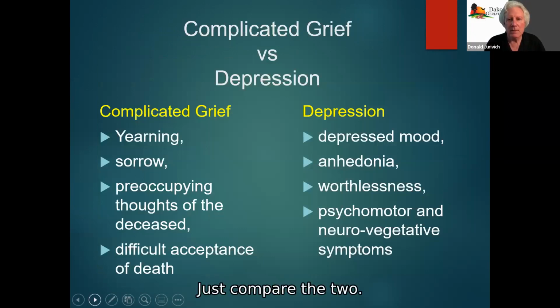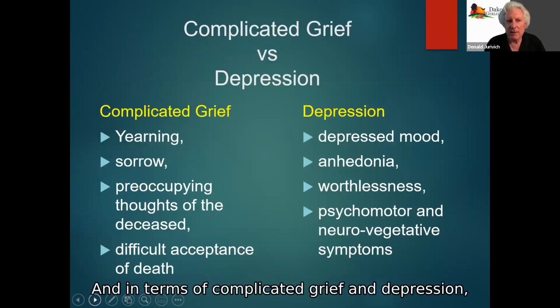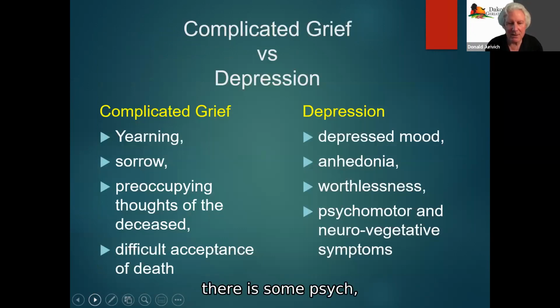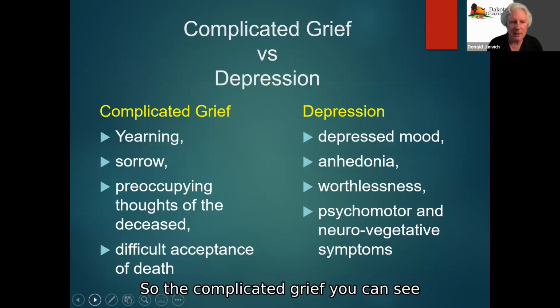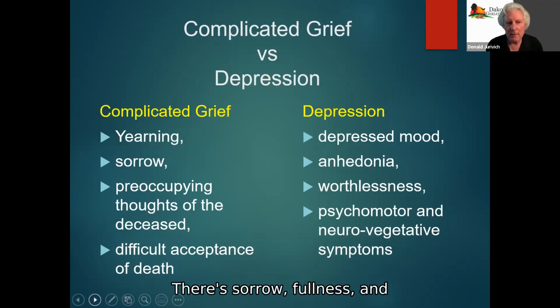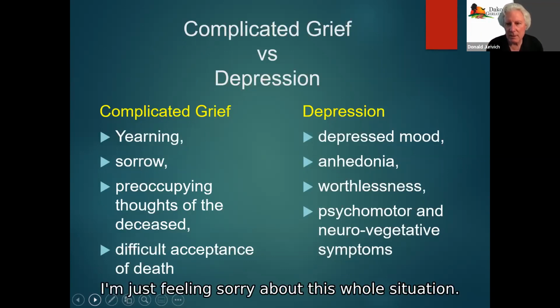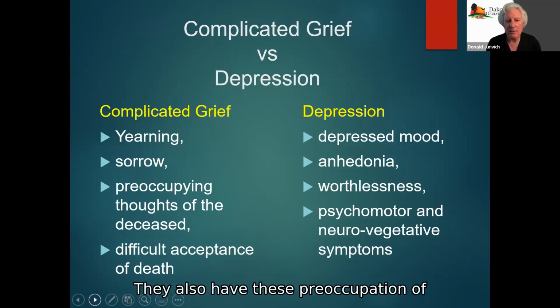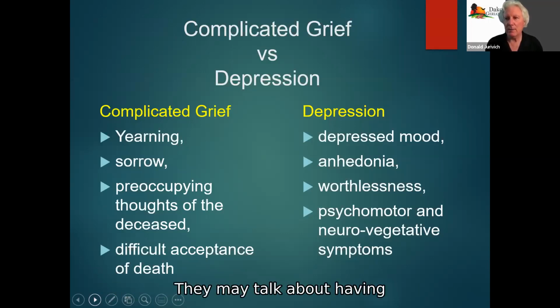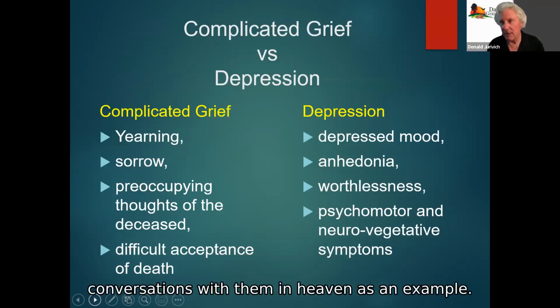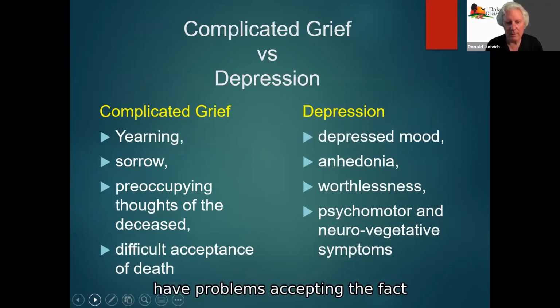So to compare the two, complicated grief and depression, there is some psychiatric delineation of that. With complicated grief you can see there is this yearning. I wish for better days. There's sorrowfulness. I'm just feeling sorry about this whole situation. They also have these preoccupying thoughts about the deceased person. They may talk about having conversations with them in heaven, as an example, and they just have problems accepting the fact that the person has passed away.